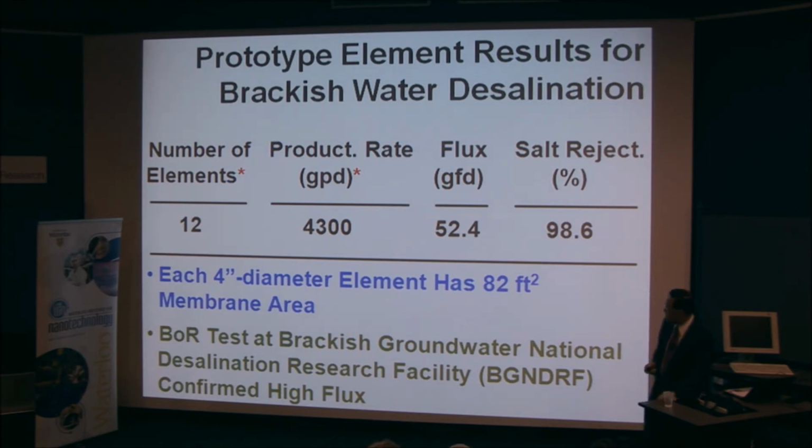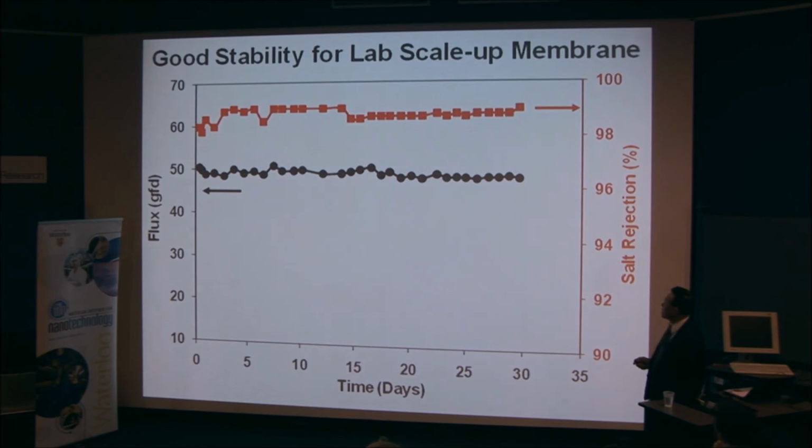So essentially the module performance corresponds to our laboratory result pretty well. The salt rejection is also pretty good. Then we shipped those modules to the Bureau of Reclamation, and they did the test in Alamogordo, New Mexico, and they confirmed our high flux result.